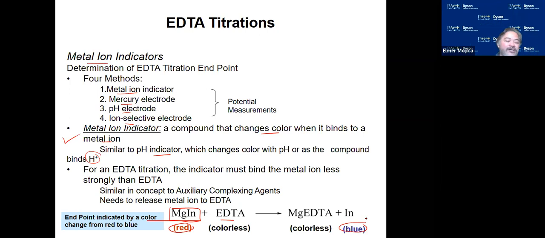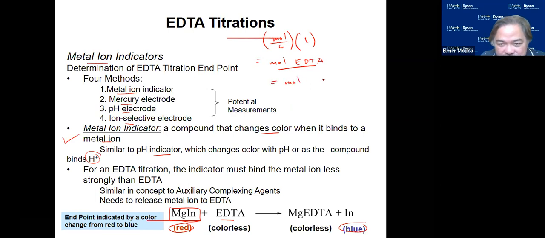Now the question: how are we going to do the calculations? Usually you have the moles per liter of EDTA times the volume in liters. So you can have the moles of your EDTA, and that also corresponds to the moles of your Mg2+ and Ca2+ in the first run. In the second run, that corresponds to the moles of the calcium 2+.